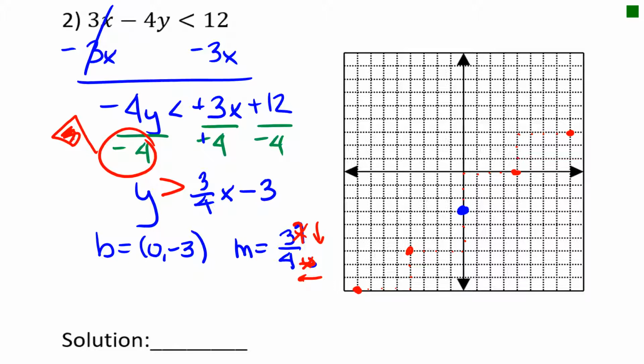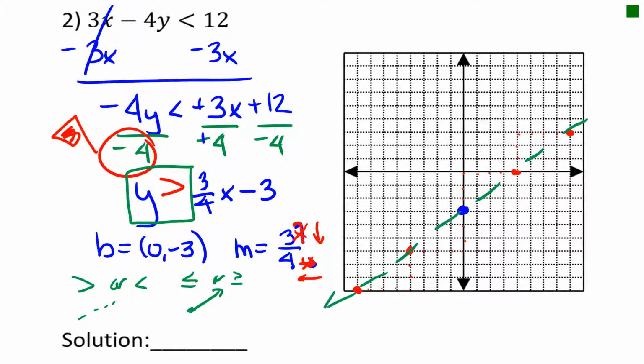Decision time. Right here. Is the y included? Is that line included? Remember, less than or greater than are dotted, less than or equal to, or greater than or equal to are solid. So once again, I have a dotted line.